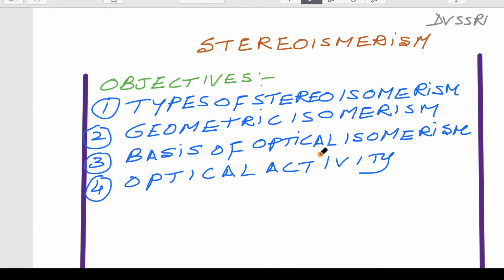The objectives of the session are: at the end of the session, the learner shall be able to describe stereoisomerism, types of stereoisomerism, and then geometric isomerism, the basis of optical isomerism, and also finally optical activity.